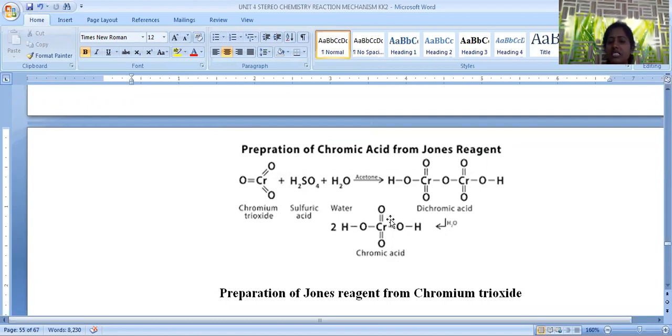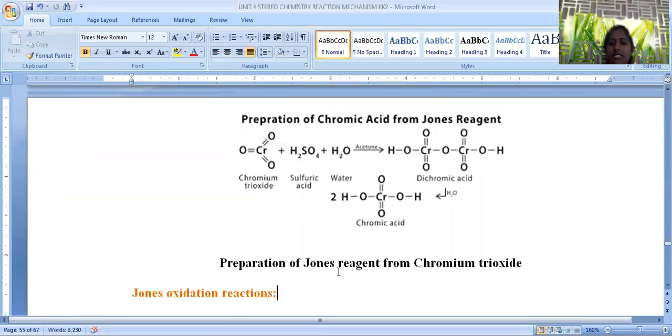So this is about the synthesis of Jones reagent. So it is also important. For a short answer question, there may be a question on this. So how can we synthesize Jones reagent? By taking chromium trioxide and treating it with sulfuric acid in an excess amount of water. There is a formation of chromic acid. 2 moles of chromic acid formation is possible. This is the synthesis of Jones reagent.